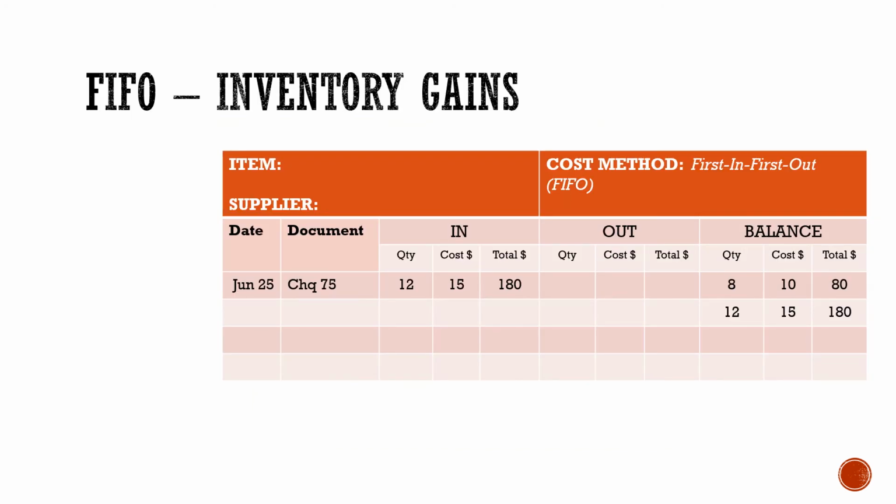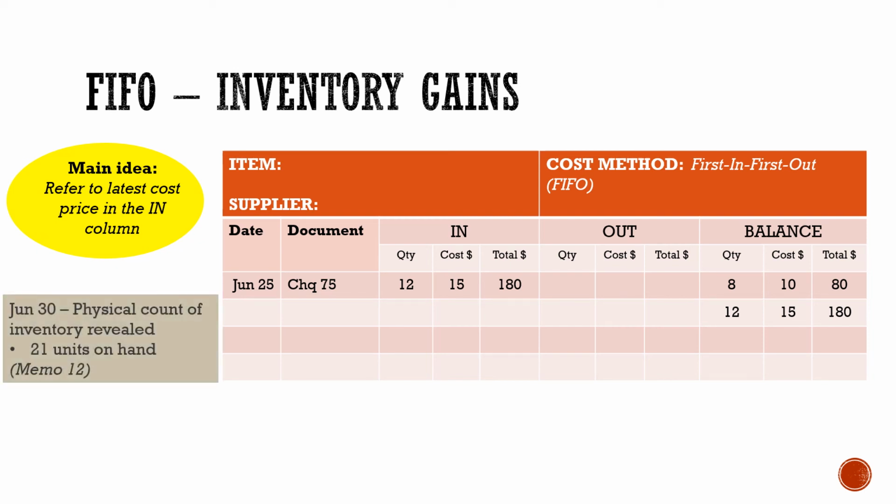When we are recording inventory gains using the FIFO method, we need to refer to the latest cost price in the in column. As you can see in our records, the balance column shows that we have 20 units on hand. However, a physical count done on the 30th of June revealed 21 units on hand. This is an inventory gain of 1 unit.